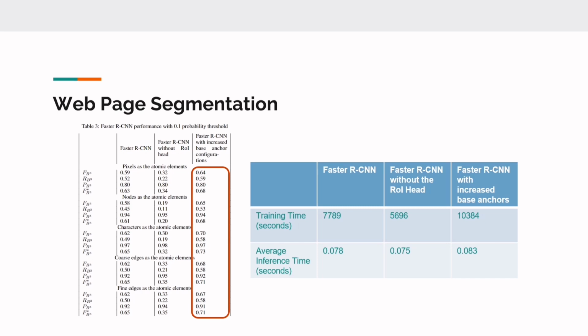The Faster RCNN model without a region of interest head performs pretty poorly, probably because of the removal of the second bounding box regression layer. The Faster RCNN model with increased base anchor configurations performs better than the vanilla Faster RCNN model, while it takes slightly more time for training and inference.